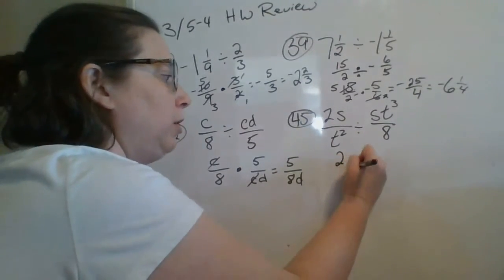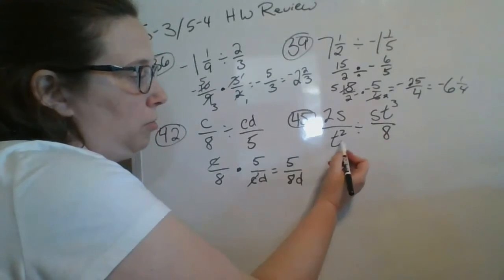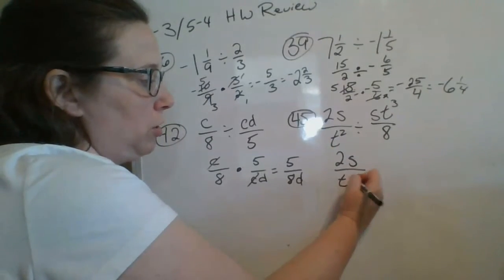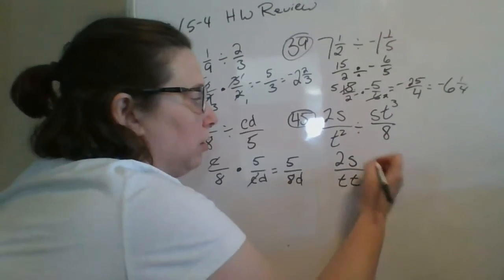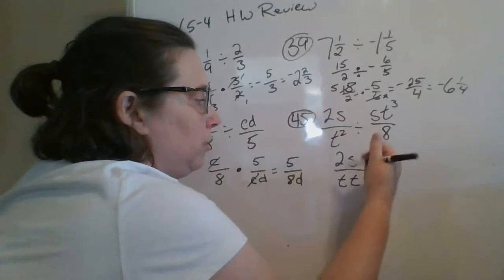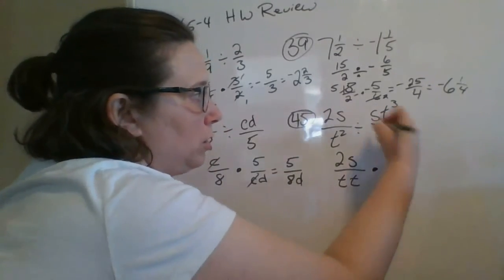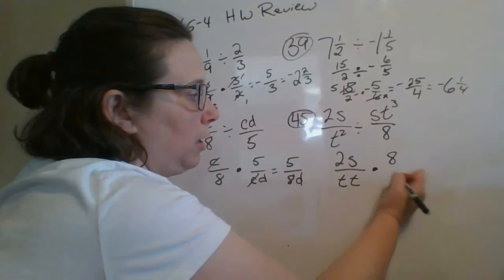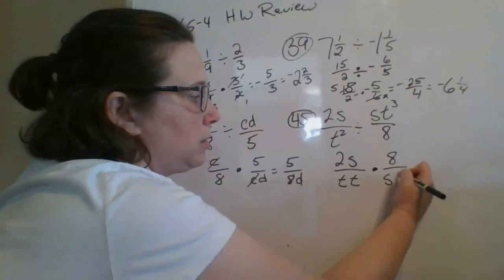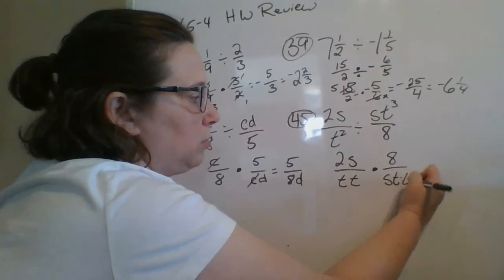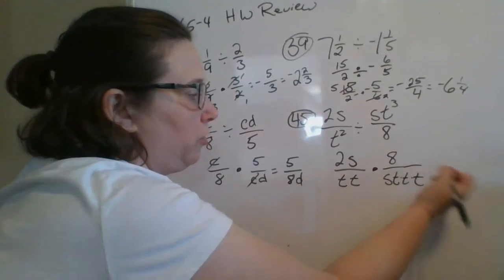45, I'm keeping. Remember, when you have exponents, I want you to expand them. So t squared would be t times t. Then we change to multiplication. We flip this, so the 8 goes on the top, s, and then t times t times t, or t cubed.